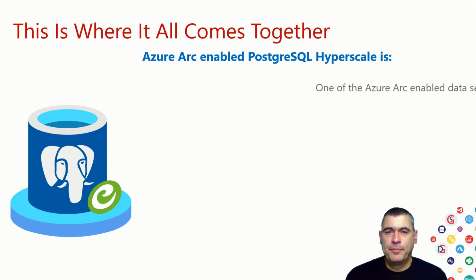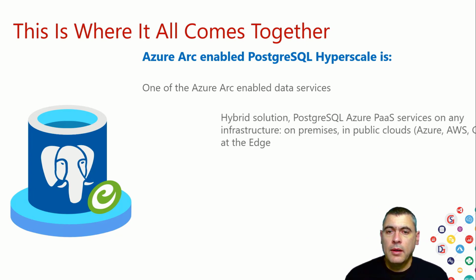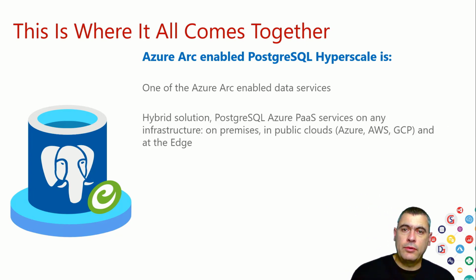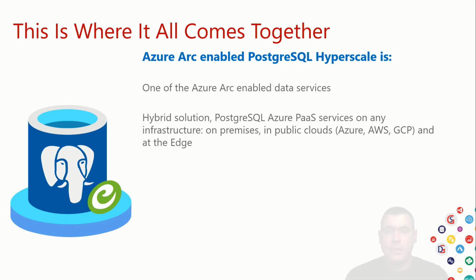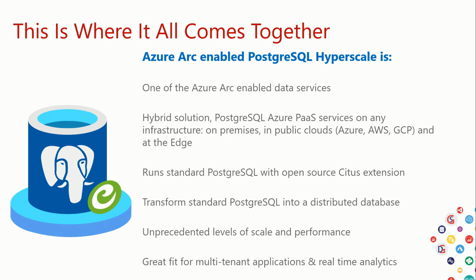So in summary, what is it? It is one of the services that comes with Azure Arc enabled data services. It is this hybrid solution that runs Azure PostgreSQL on your premises, in public clouds, and at the edge. It runs standard Postgres with the open source Citus extension. Together, they transform your standard Postgres database engine into a distributed database system that can reach unprecedented levels of scale and performance by distributing the data and horizontally scaling out. So it is a great fit for multi-tenant applications and real-time analytics.